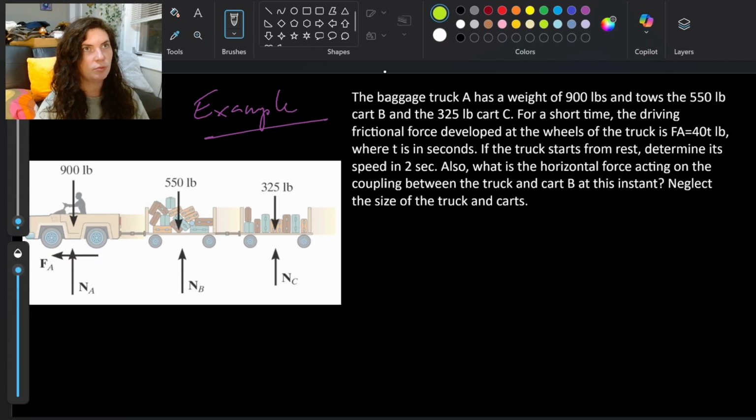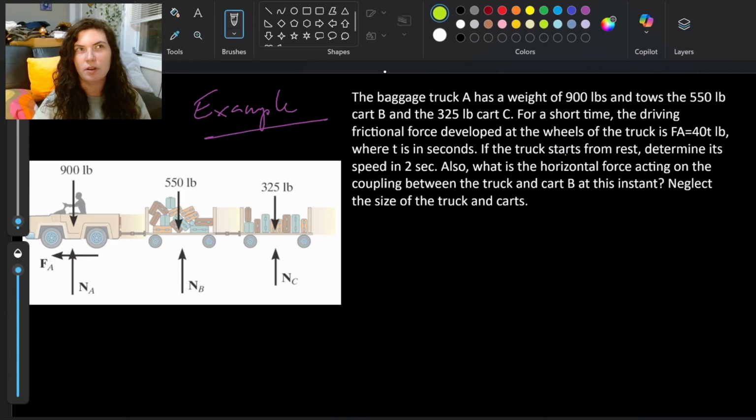If the truck starts from rest, determine its speed in 2 seconds. Also, what is the horizontal force acting on the coupling between the truck and cart B at this instant? You're going to neglect the size of the truck and the carts. So anytime you see that little note at the very end, neglect the size of truck and carts, you're treating this as a particle. You're treating it as infinitesimally small compared to the forces acting on it, just a single point in space, more or less. So we're going to treat each of these as a particle.